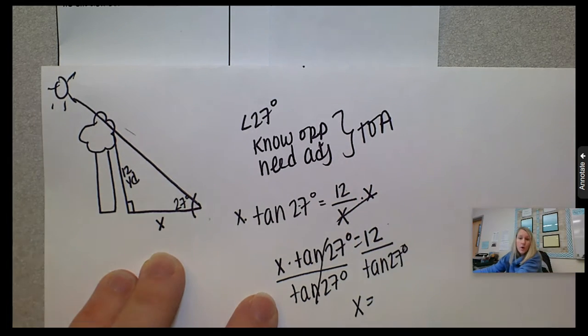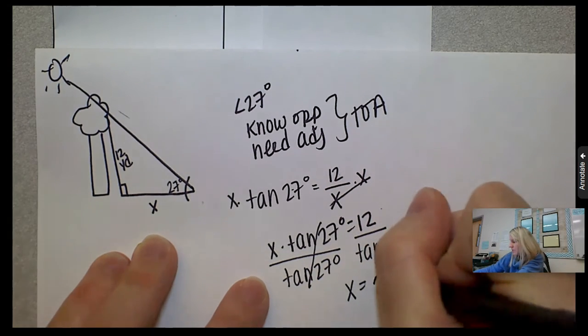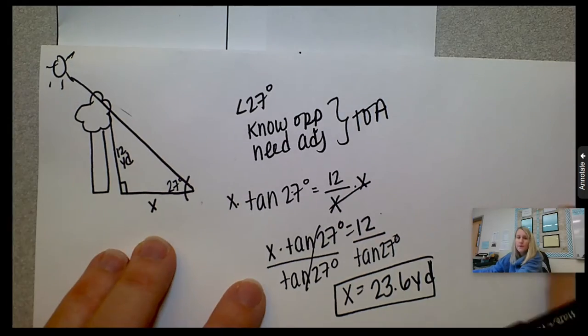I'm going to divide 12 divided by tangent of 27. And what am I going to get? I'm going to get 23.6-ish yards. Okay. So I'm going to leave that up for a second.